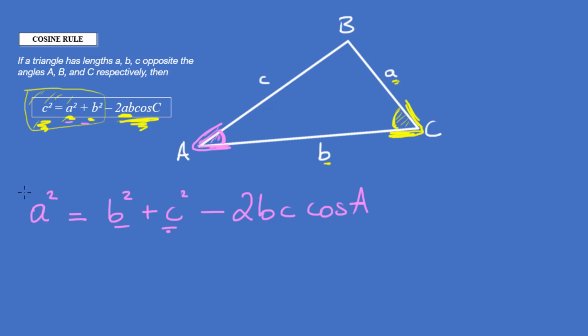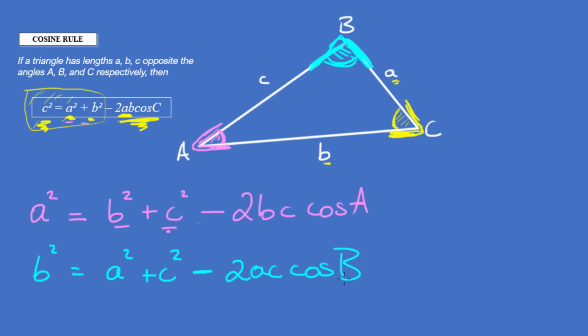If I wanted b squared instead, then what do you think that would be equal to? Well, it would be equal to the squares of the other two sides. So it's a squared plus c squared minus 2 times those sides, 2 times a and c, and the angle between them, which would be B. So it would be 2ac cosine B. And that's the cosine rule. Now, let's see if we can use it to solve our problem.